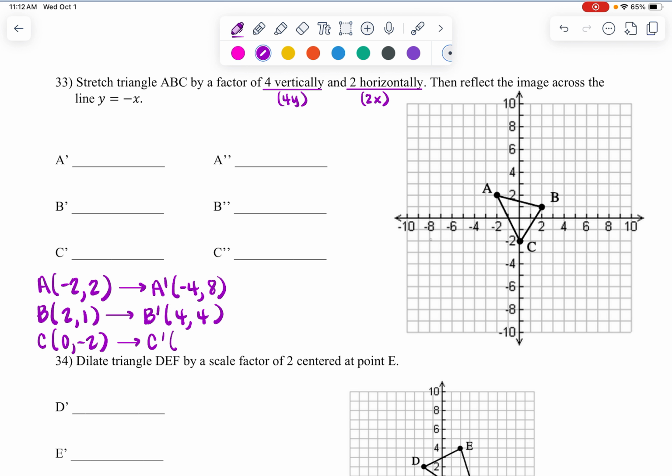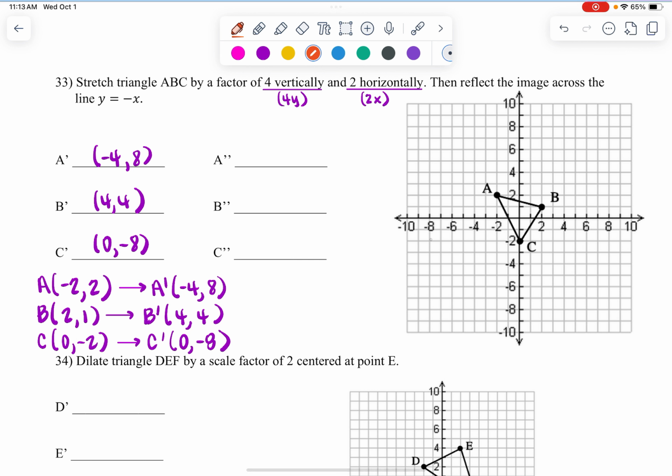Okay, so we're going to double the X, which is 0, so he doesn't go anywhere, and quadruple the Y, so he becomes 0, -8. All right, so those are all my first locations. So -4, 8, 4, 4, and 0, -8. So I'm just going to go ahead and write those in up there.